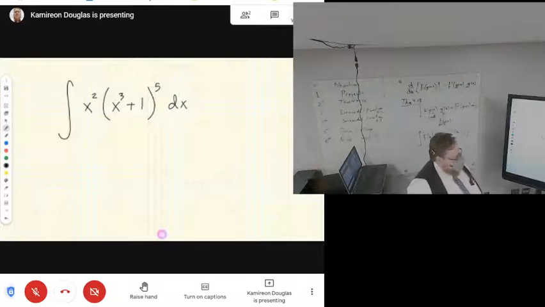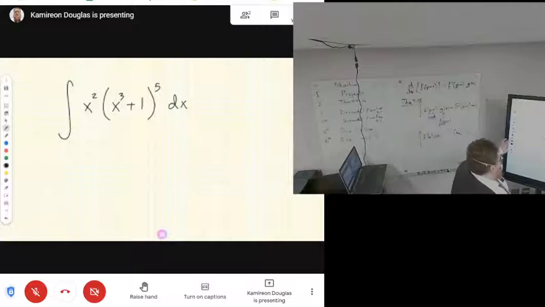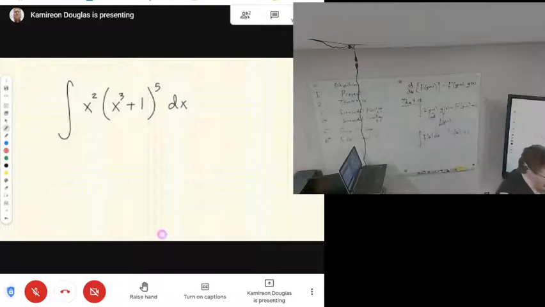Well, there's a slight problem. The derivative is not exactly in this problem if I choose the correct u. So, based upon the previous couple of examples, where are we leaning in terms of our u? What do we think our u should be? Based on the last example, it is x cubed plus 1. Yes. But there's a problem.